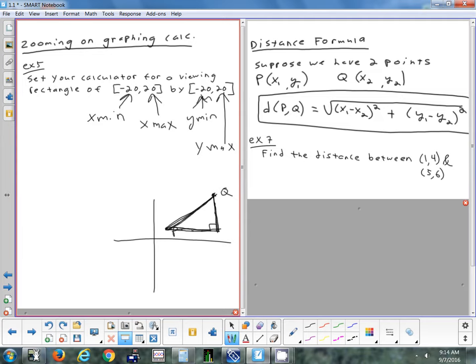So the distance from P to Q is really just the hypotenuse of a right triangle. Okay? That's all that formula really is. It's the Pythagorean theorem.